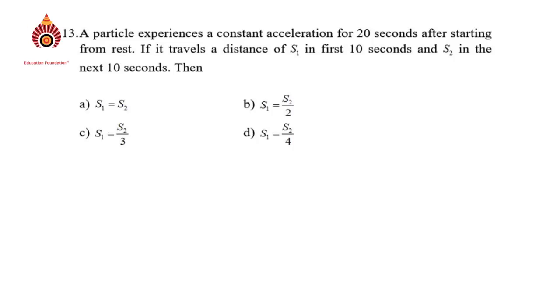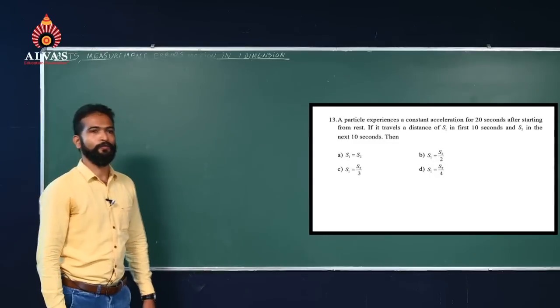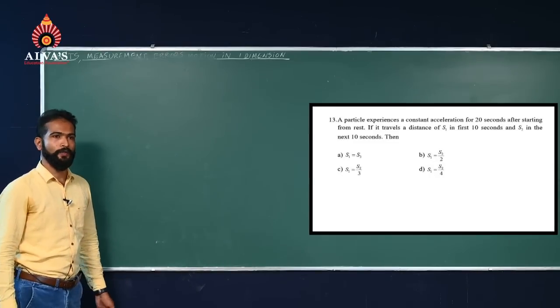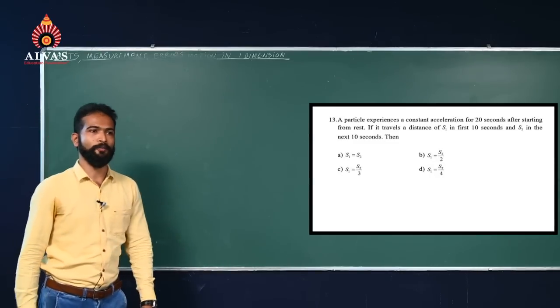Okay, moving on to the next question. A particle experiences a constant acceleration for 20 seconds after starting from rest. If it travels a distance of s1 in the first 10 seconds and s2 in the next 10 seconds, then. Four options are given which relate s1 and s2. We have to select one right option.